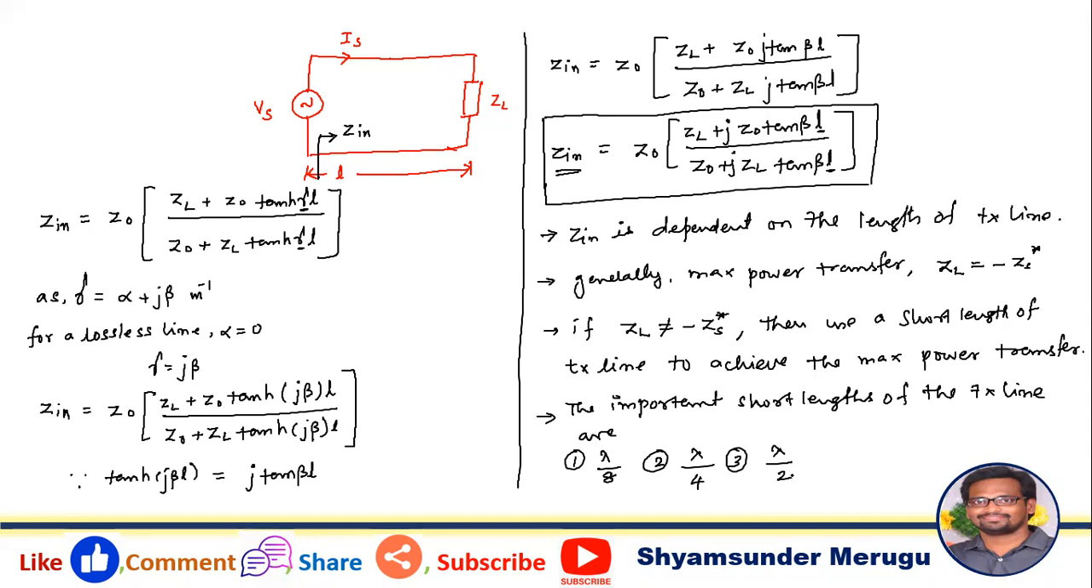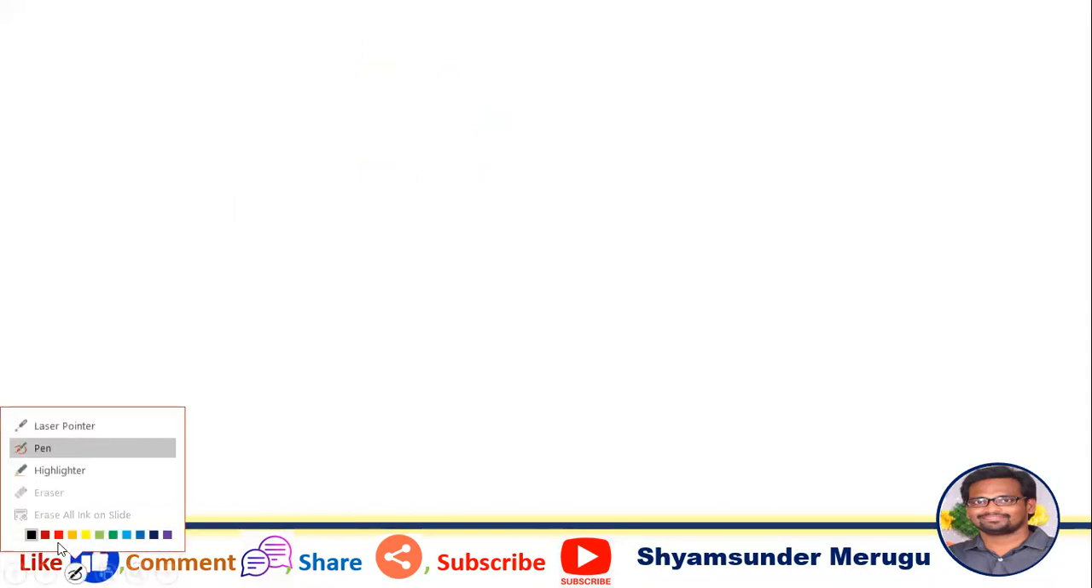Now what we are going to do is take each case and see how the impedance is changing with respect to the change in the length of the transmission line. Let us take the first case. The first case that we are going to consider is a transmission line of length lambda by 8.